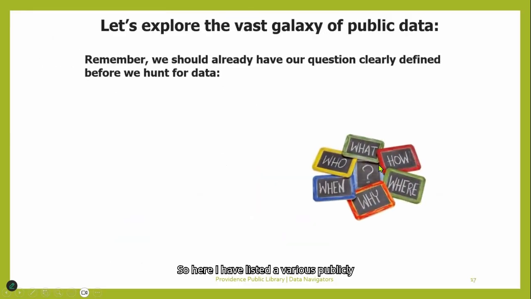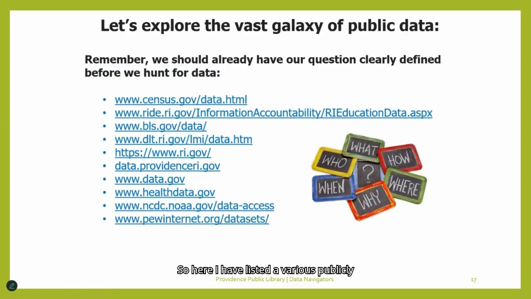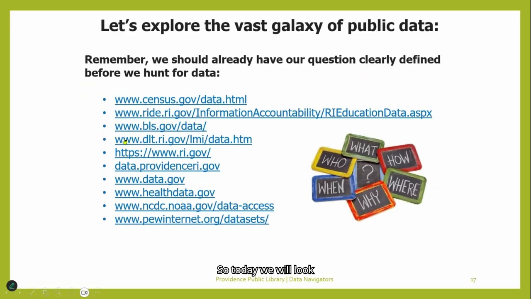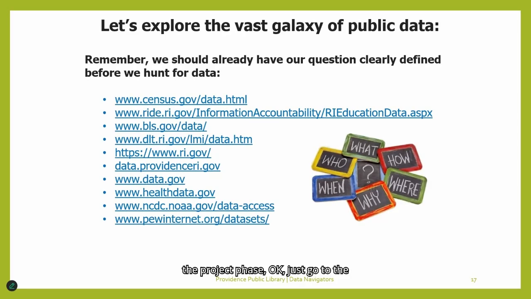All right. So here I have listed various publicly available data sets. Census data, Rhode Island department data, health data, there are a lot of data. Today we will look into DLT and the census data. Once I share this as a PDF file in your Google Classroom, please download it and take a moment to revisit this website, okay? Don't wait until we get to the project phase. Just go to the website and see what sort of data you like.